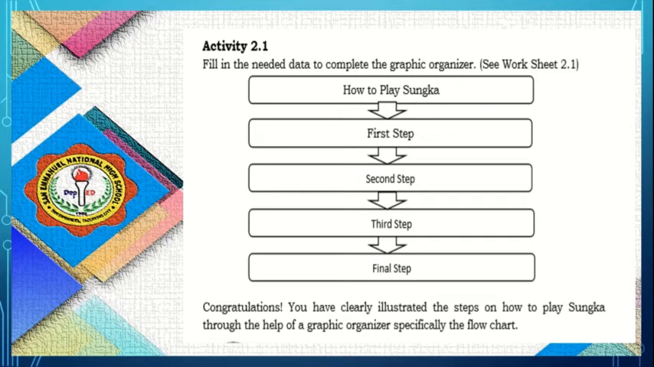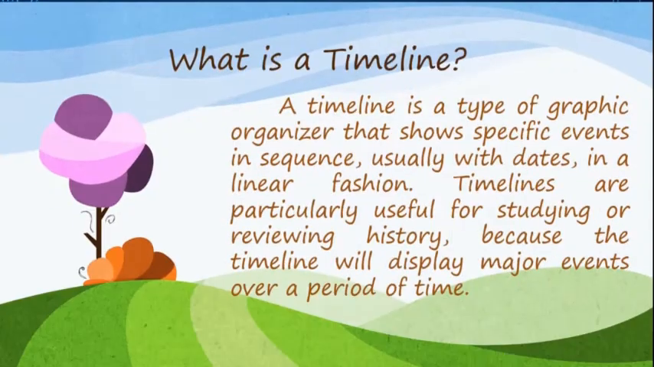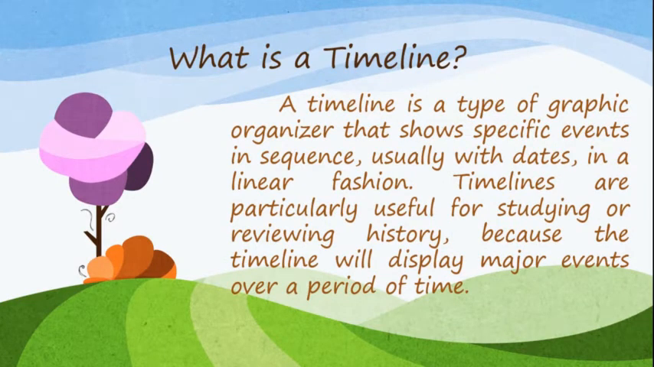Congratulations! You have clearly illustrated the steps on how to play Sungka through the help of a graphic organizer, specifically the flowchart. Now, let's get to our lesson. What is a timeline? Based on our activity, a timeline is a type of graphic organizer that shows specific events in sequence, usually with dates in a linear fashion.